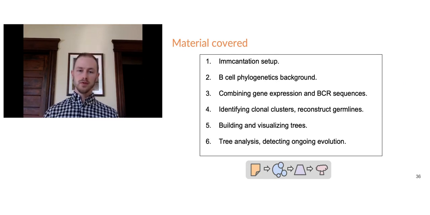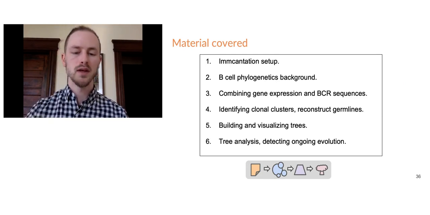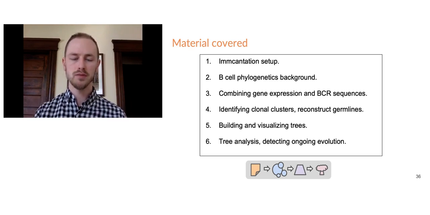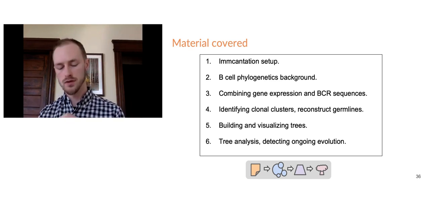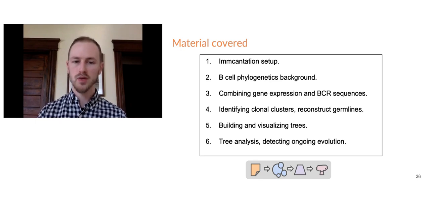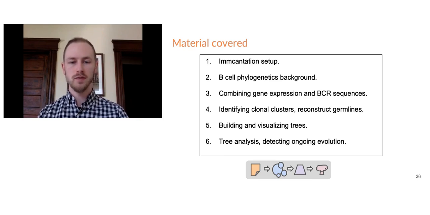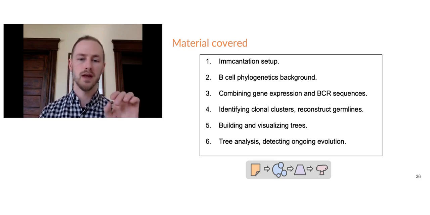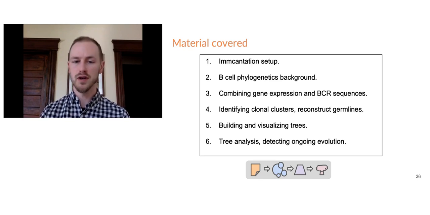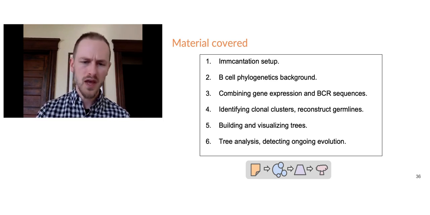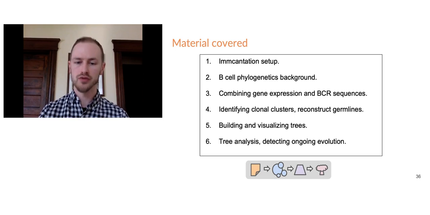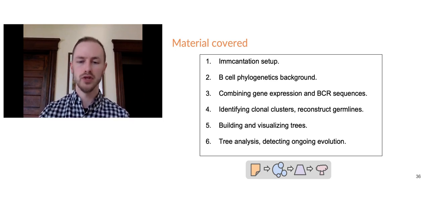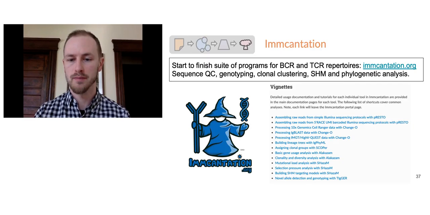So just as a recap for this tutorial, the material we covered is first setting up Immcantation. Then we went into a bit of background into B-cell affinity maturation and phylogenetics. We covered combining gene expression information with BCR sequences, then identifying clonal clusters using BCR sequences, building and visualizing trees using Dowser and ggtree, and finally doing a small amount of tree analysis to detect measurable evolution of B-cell lineages over time.